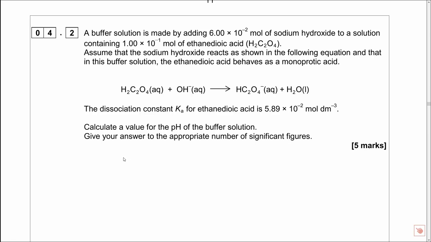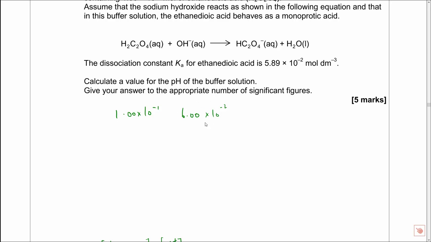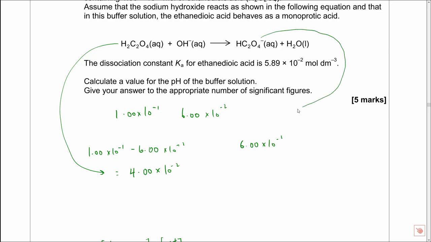So we know initially we've got 1 times 10 to the minus 1 reacting with 6 times 10 to the minus 2. Now this is obviously limiting, this is the smaller one here, so all of this is going to react to produce 6.00 times 10 to the minus 2 HC2O4 minus, and this much is therefore going to be left, which is going to be 4 times 10 to the minus 2. That was a lot easier than I've made it out to be. So you've got your two numbers there. That's our moles of this remaining, and that's our moles of this.